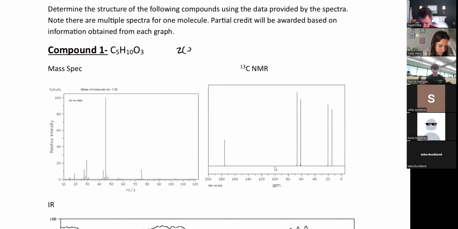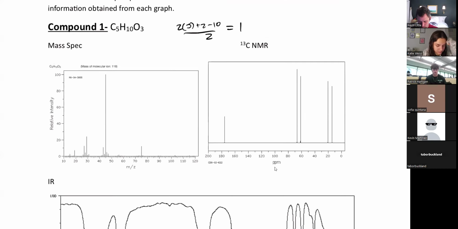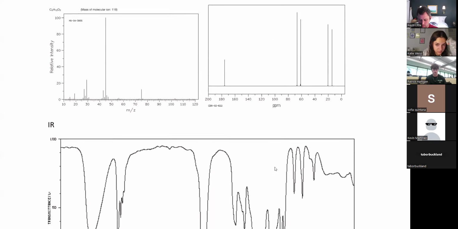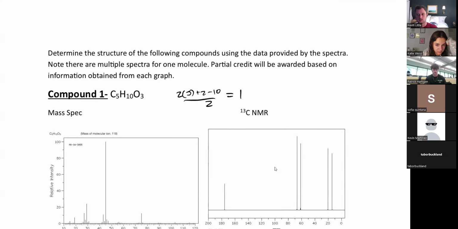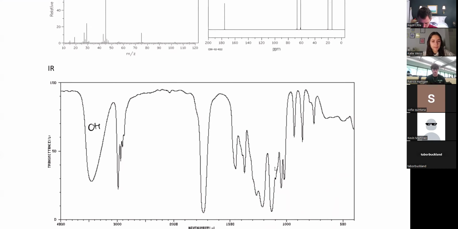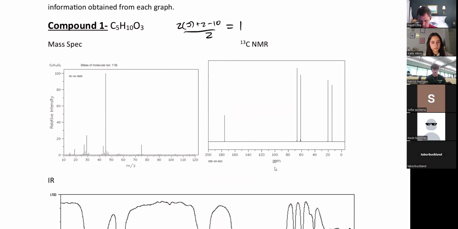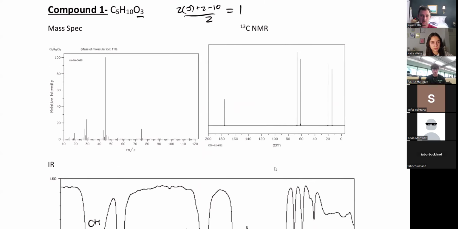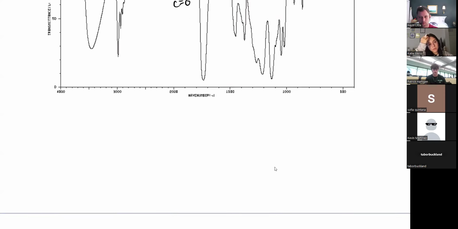First thing I'm going to do is degrees of unsaturation: 2 times 5 plus 2 minus 10, all over 2. That's 12 minus 10 is 2, so I have 1 degree of unsaturation. I'm going to kind of disregard the mass spec and carbon NMR. They're not going to tell me that much, they're not really useful to my time. I can note that I have an OH and a carbonyl. That's useful information. So that's at least 2 of my 3. I could have multiple OHs or multiple carbonyls, that's also a possibility, but we'll keep building the molecule.